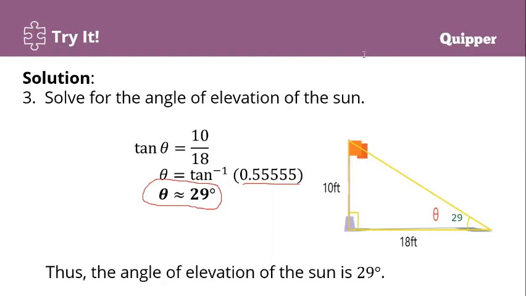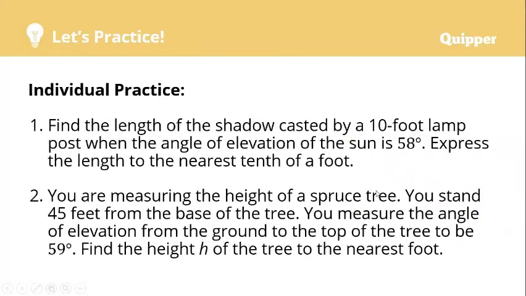Questions so far? If there are no further questions, I'll be giving you two questions for individual practice. Number one, find the length of the shadow cast by a 10-foot lamp post when the angle of elevation of the sun is 58 degrees. Express the length to the nearest tenth of a foot.